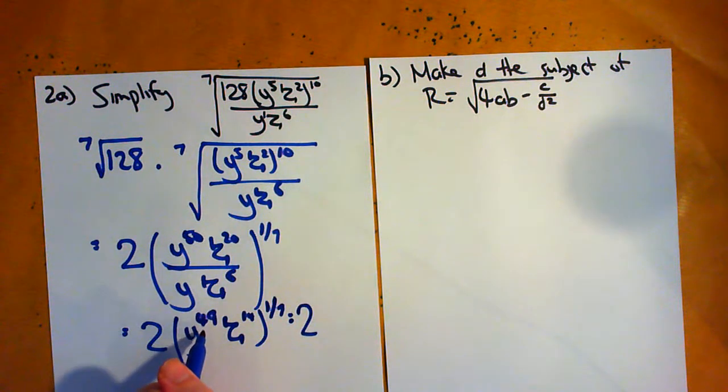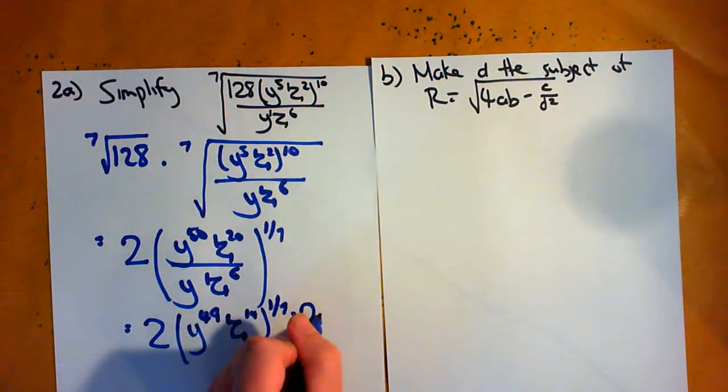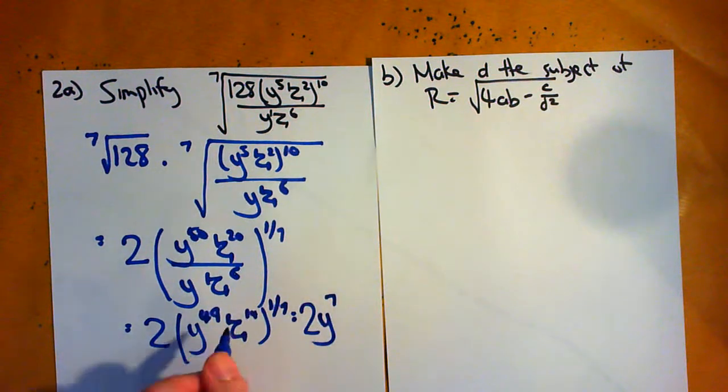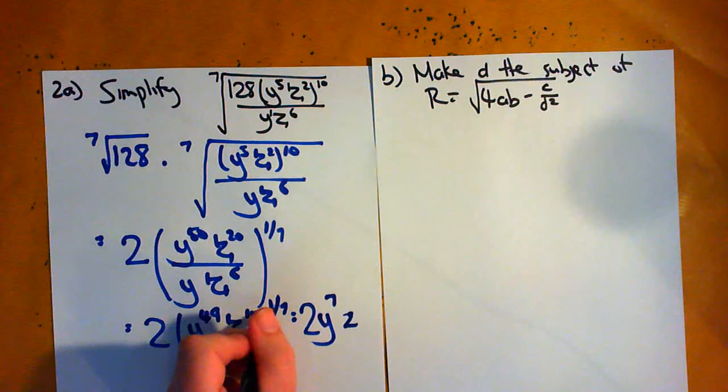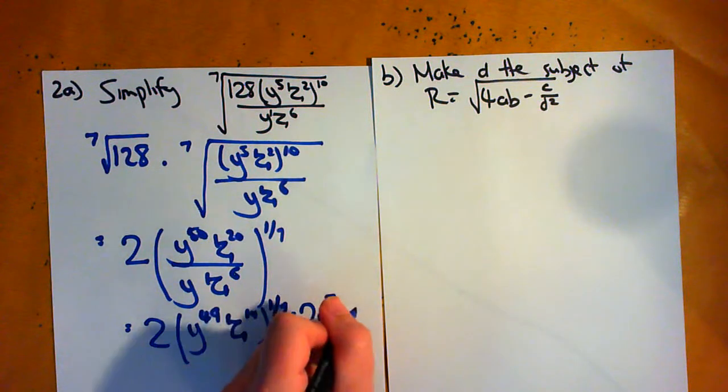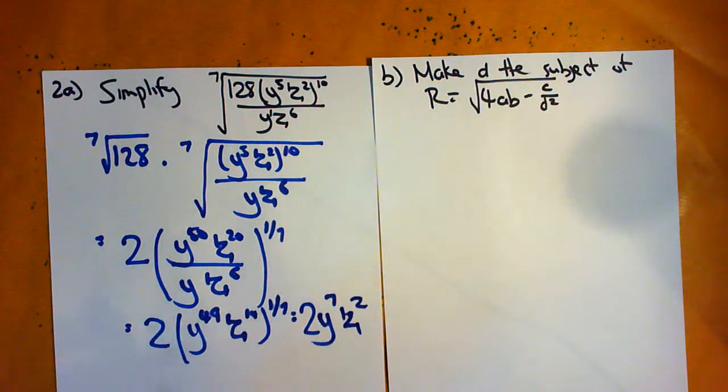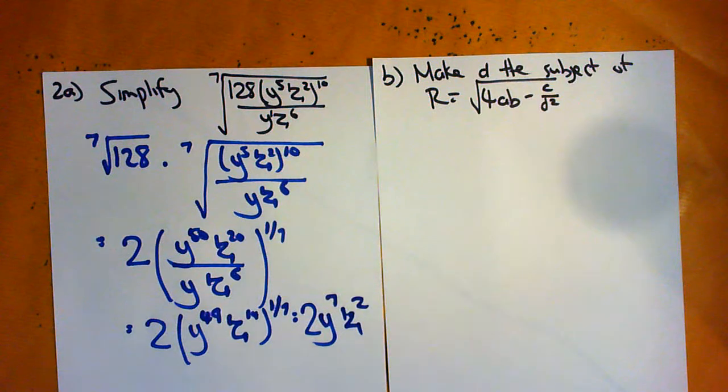Again, we're back to having powers inside and outside the bracket, so we can multiply them. 49 times 1 over 7 is 7, and z to the power of 14 times 1 over 7. 14 times 1 over 7 is 2, so we get 2y to the 7 z squared.